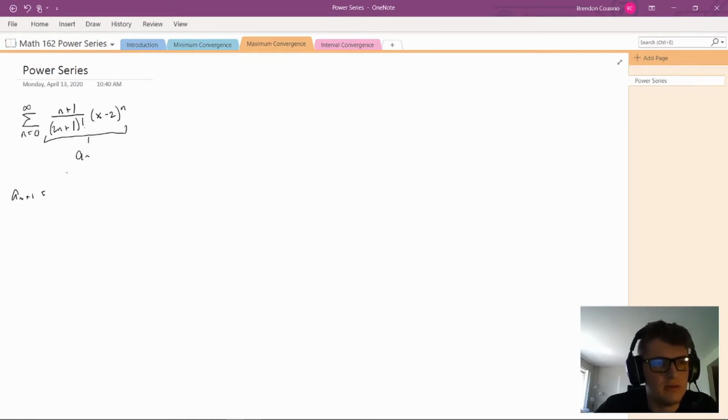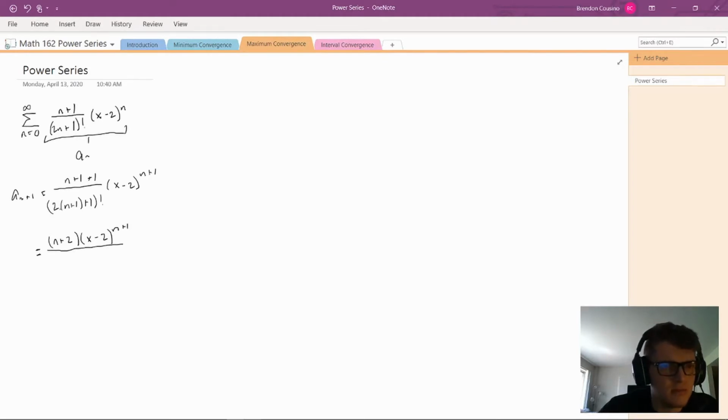Okay, so if I do this, I'm going to get n plus 1 divided by 2 times n plus 1, and then factorial, and then multiplied by x minus 2 to the n plus 1. Then we just want to simplify this before we plug it into the limit for our ratio test. So it looks like we'll end up with an n plus 2 on the numerator, and then I'm going to move this piece to the numerator as well, so that's going to be an x minus 2 to the n plus 1. Divided by, and then the factorial is just going to be a 2n plus 3 factorial.